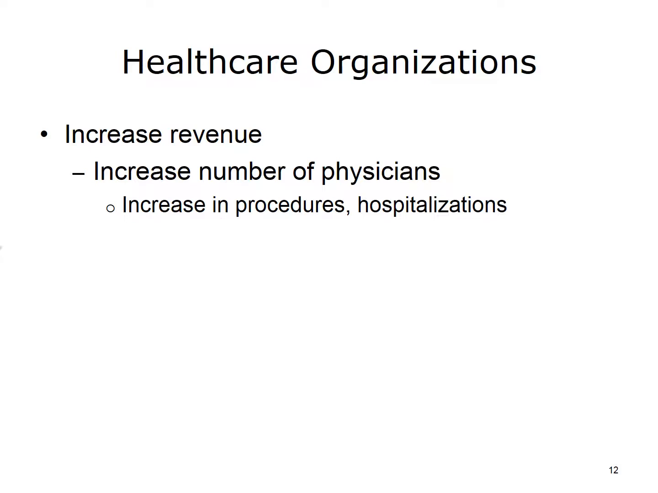Within the healthcare organizations, great increases in revenue became possible. Hospitals could increase the number of physicians because that's what would lead to an increase in procedures and hospitalizations, which would in turn increase revenues. Remember, physicians and hospitals were being reimbursed by Medicare and Medicaid for whatever they did. So the more they did, the more money they made, and the more money they made for the organization.